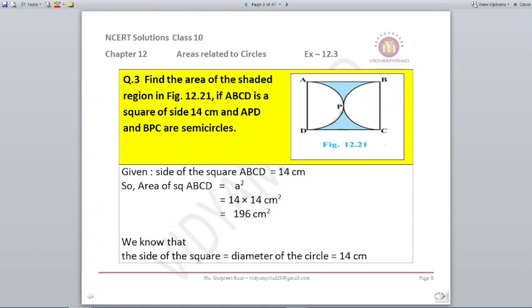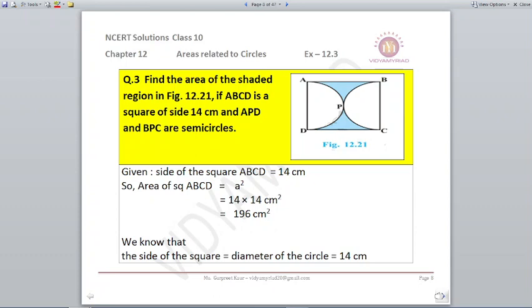Question 3. Find the area of the shaded region in the figure 12.21 if ABCD is a square of side 14 centimeters and APD and BPC are semicircles. Now here if you look at the shape, it is made up of two semicircles and a square. Now if we find out the area of the square and from that we subtract the area of the semicircles, the remaining portion comes as the shaded portion.